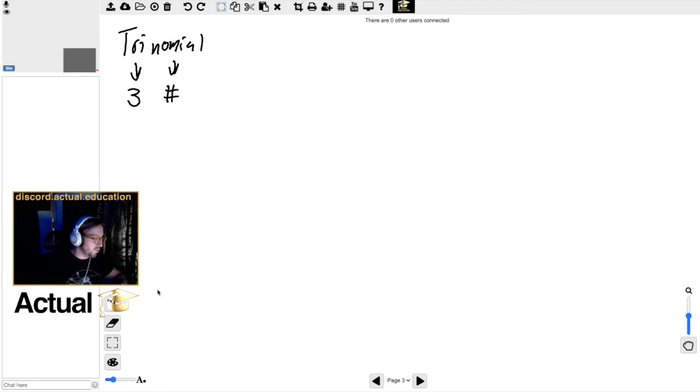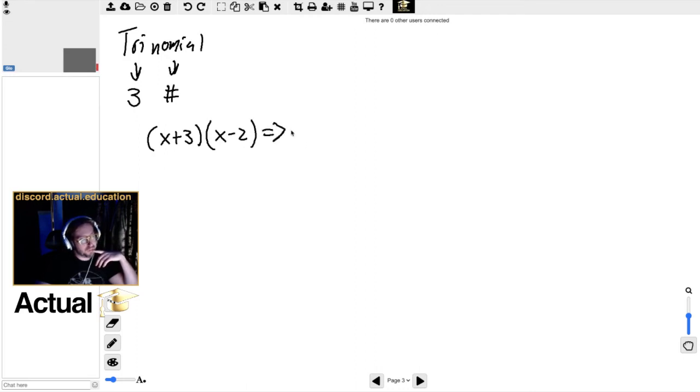So factoring is kind of the opposite of expanding. Let's say, for instance, you had something that looked like this: x plus 3 times x minus 2. Have you guys been taught how to expand this yet? I think so. Not sure. My teacher doesn't explain that much.